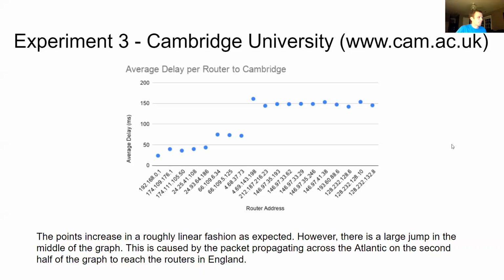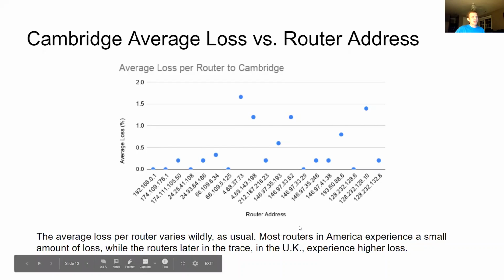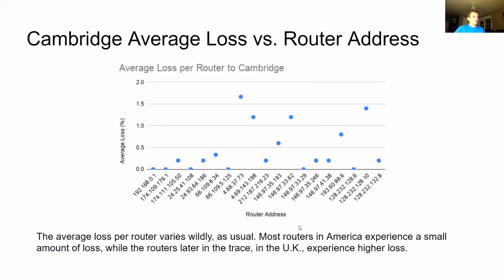Okay. And this is the Cambridge average loss versus router address. So we see the router addresses here in order and the loss percent here. Again, there's no strong correlation, but you can tell that there's definitely higher dots the farther we get into the trace. At the beginning, it's super low. This is also when we're in America. This is in America too. And then we have all these higher dots in England. So it definitely seems like there is a correlation between average loss percent and the number of hops, but it's slight. It's not that much.